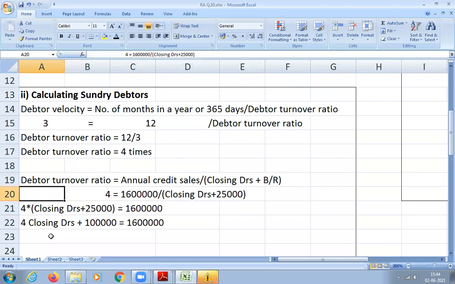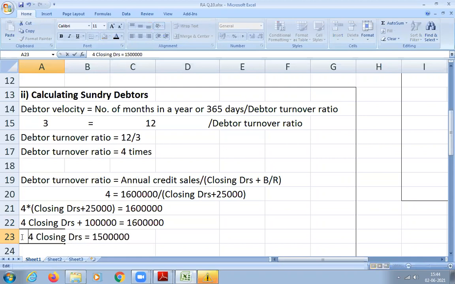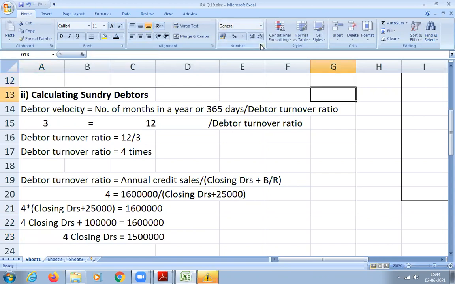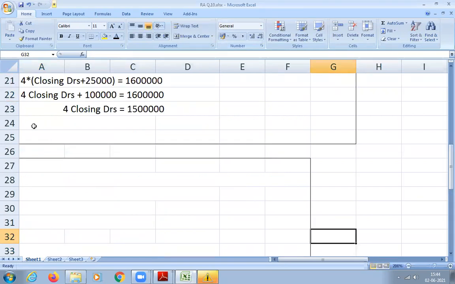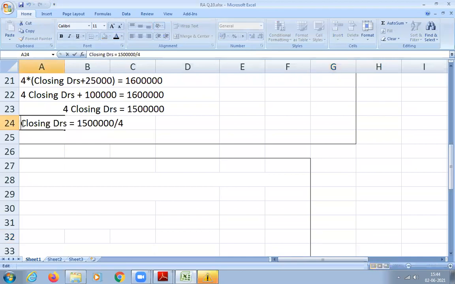Still further, how can you simplify? Now take 1 lakh to the left hand side. It will become minus 1 lakh. So 16 lakhs minus 1 lakh will get how much? 15 lakhs. Okay, now it became very simple. Now what is the next step? Divide by 4. 15 lakhs divided by 4.